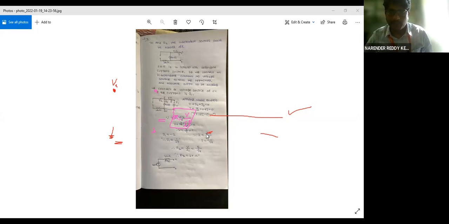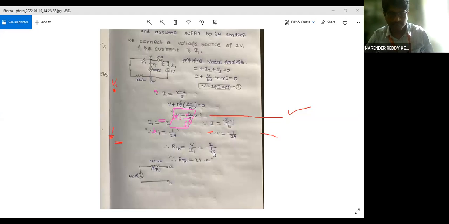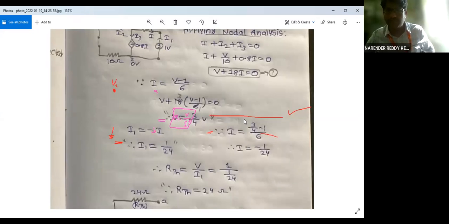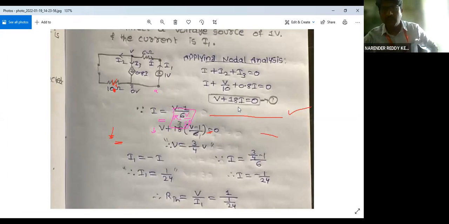Is the equation okay up to here? Yes, sir. By simplifying this, we can come to a point where we can write the equation V plus 18I is equal to 0. This is an equation with 2 variables. Taking LCM, we get 18I V plus 18I is equal to 0. But we can write just like this.